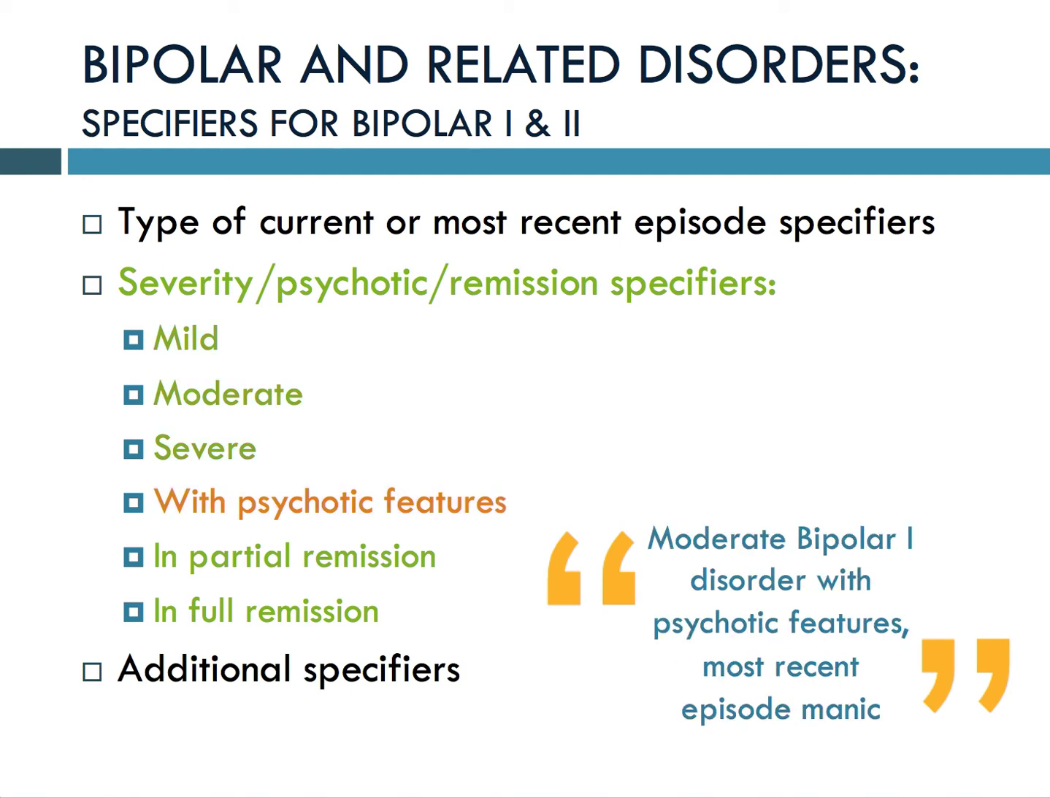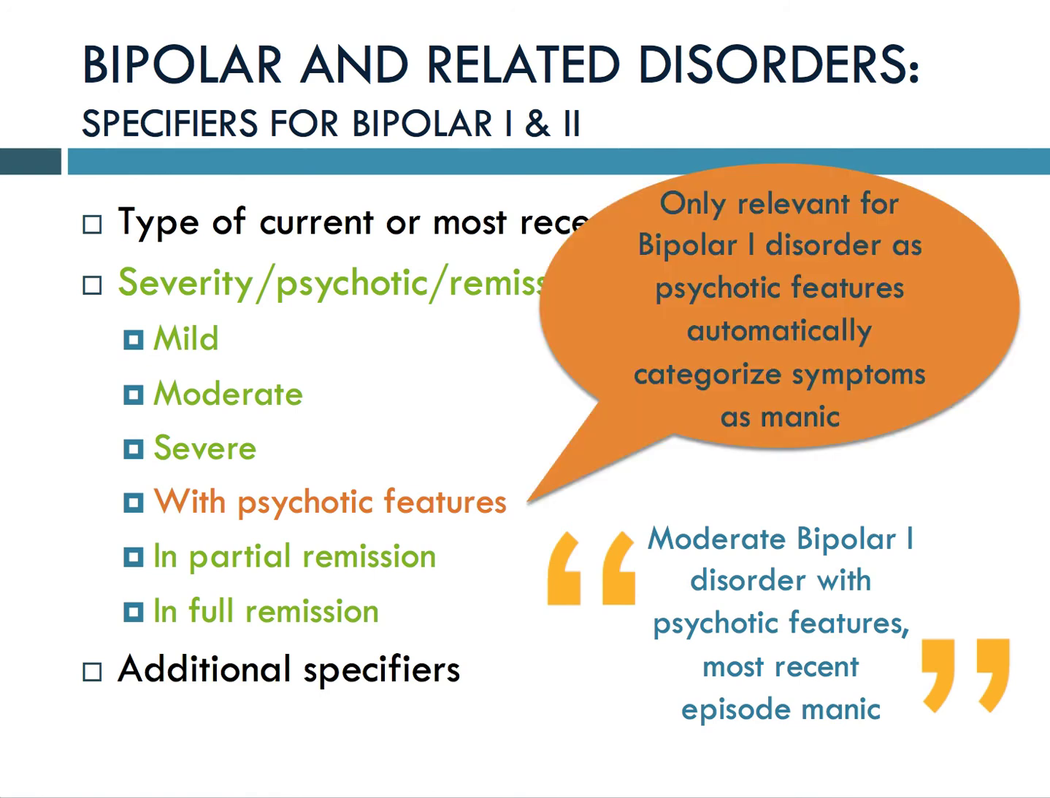If psychotic features were present, which if you remember includes the presence of hallucinations or delusions, I would also want to note that. So, for example, I could amend my diagnosis to read moderate bipolar 1 disorder with psychotic features, most recent episode manic. But remember that the with psychotic features specifier is only relevant for bipolar 1 diagnoses, as the presence of psychotic features automatically categorizes symptoms as manic rather than hypomanic.